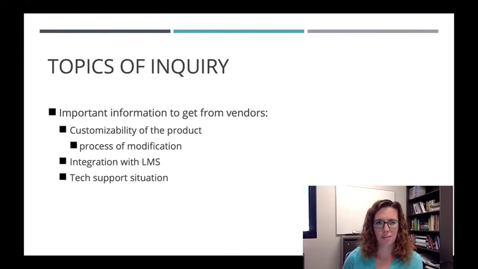So these are some things that I think are important when you're evaluating courseware: wanting to know how customizable the product is, what's the process of modification, how can you change things, can you change things at all? What if a question is wrong? What happens? You're going to want to ask all those questions before you implement or adopt programs. And then how easily does it integrate with your LMS, and what's their tech support situation? Because of the number of students that we have in 101, it was really important for us to find a platform that had 24/7 tech support, because I cannot answer 1,000 tech support questions a week. So that was really important.